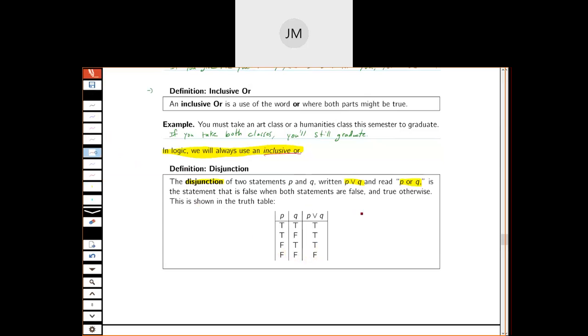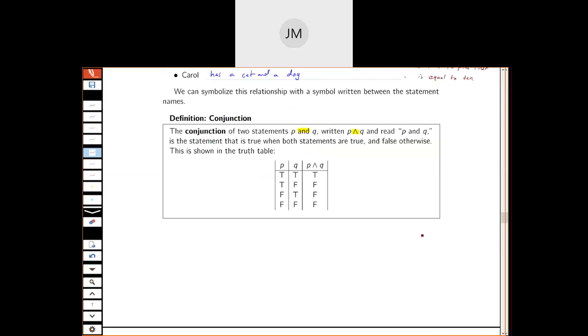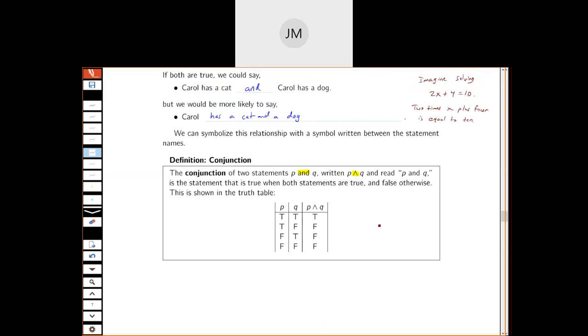So both must be false for the or statement to be false. For comparison, for the conjunction, both statements had to be true for the and statement to be true.